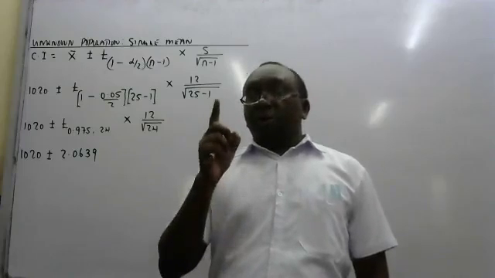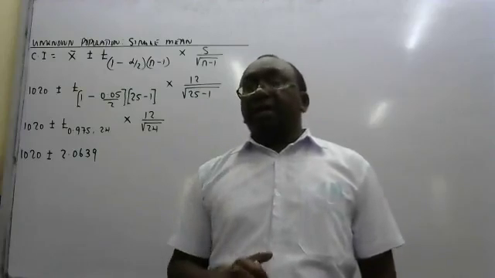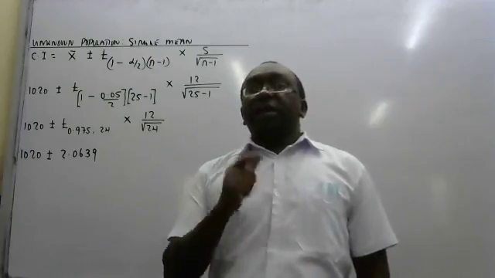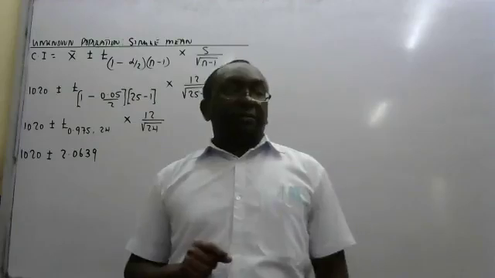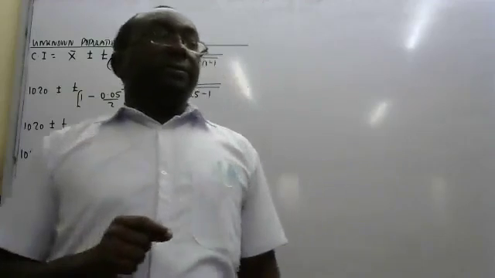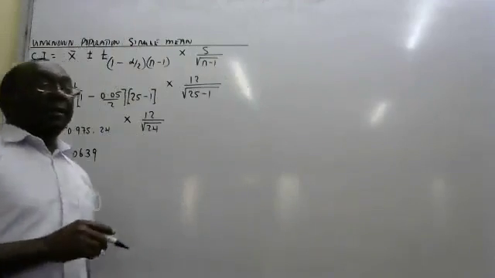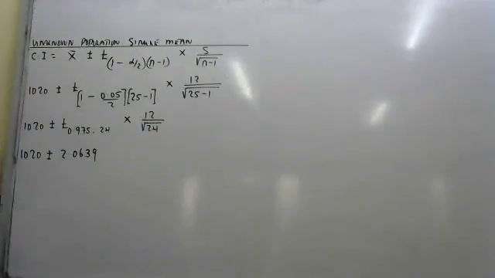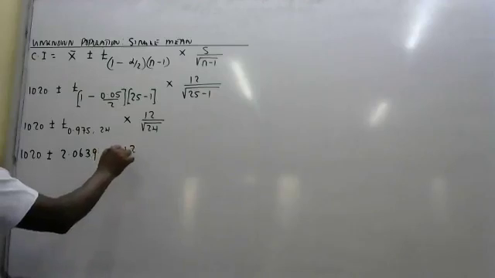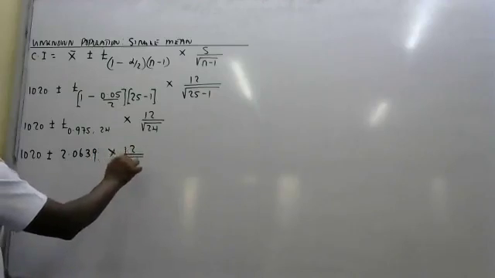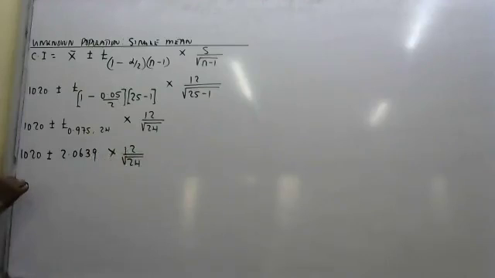Sasa sidhani hapo hiyo column hizo rows zinateremka mpaka 370, sio? So you take the one that you think is nearest to 370. But for now, times 12, you divide by the root of 24. So this is 1020 plus or minus. Give me this answer to two decimals.